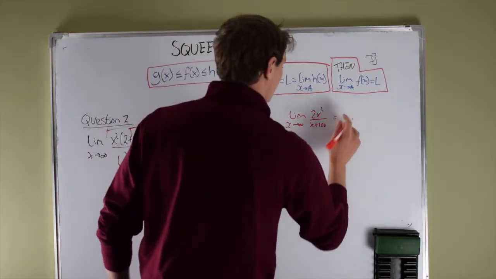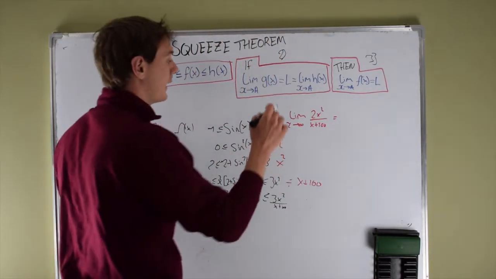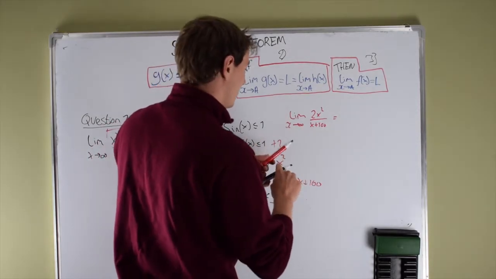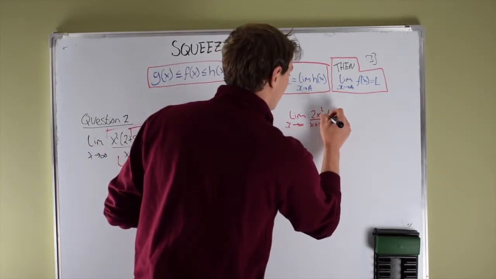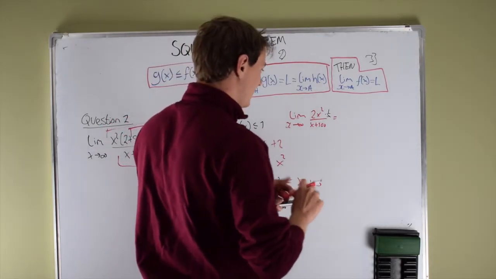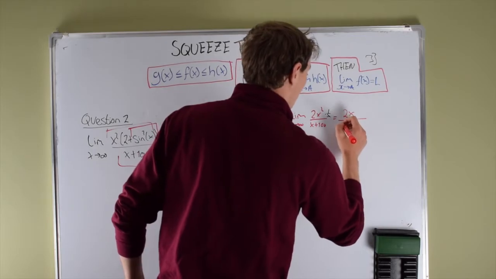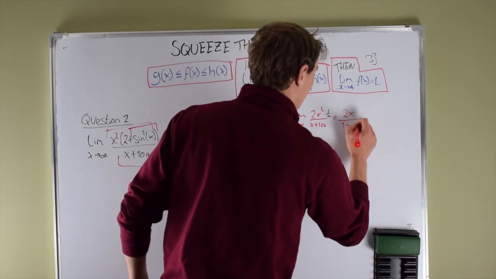Now we're going to evaluate this. What we're going to do is times everything by 1 over x, because that will get rid of this x in the denominator. So we're going to times everything by 1 over x, which will leave us with 2x all over 1 plus 100 over x.